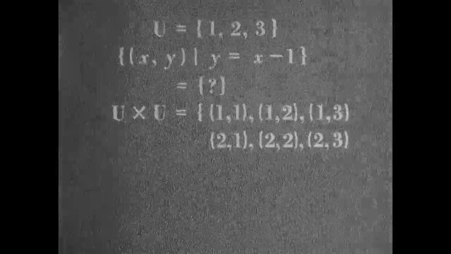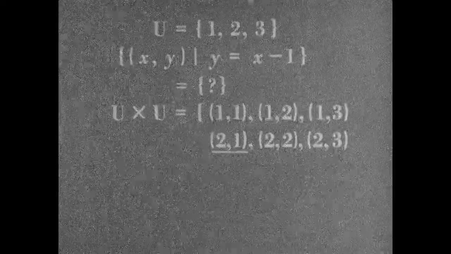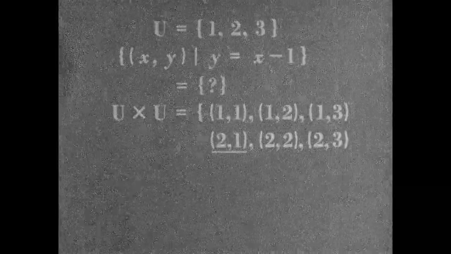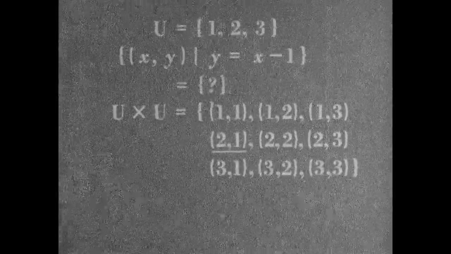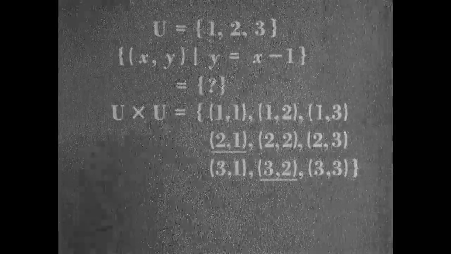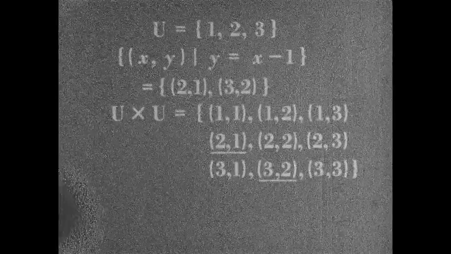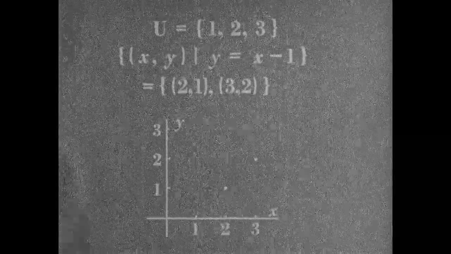If x equals 2, there is one value for y, namely 1, because y must equal 2 minus 1. If x equals 3, again, there is only one value for y, which is 2, because y must equal 3 minus 1. A graph of this set of ordered pairs looks like this.